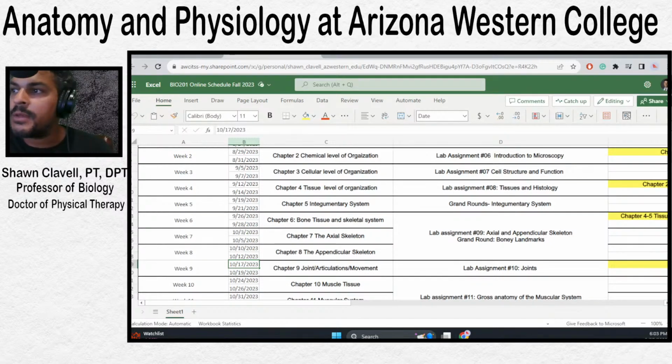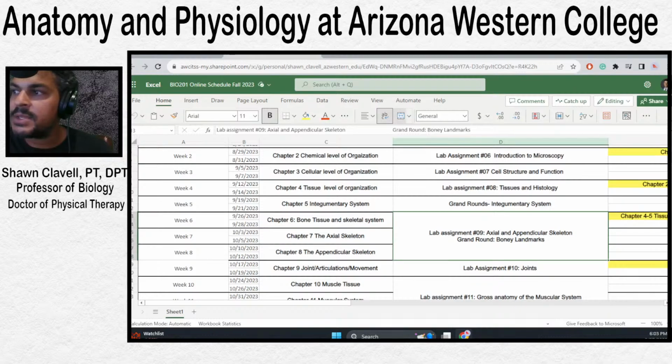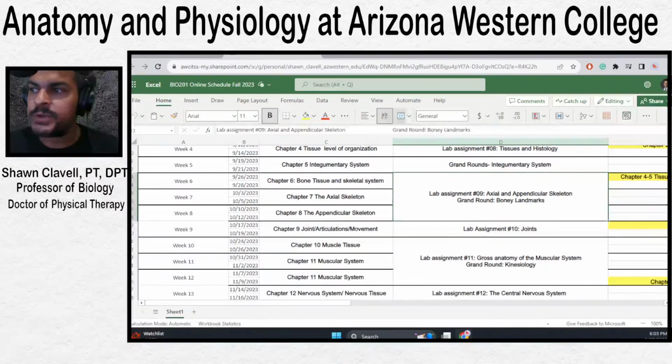So the lab assignments include the appendicular and axial skeleton, so identifying the bones of the body, and that's going to be a big portion of this course in terms of the anatomical determination as it relates to the skeletal system. So not only knowing all of the bones of the body, but also knowing the bony landmarks that flow into our movement analysis and muscles. Muscles attach to these bony landmarks, nerves exit from these bony landmarks, and so we'll be learning them.